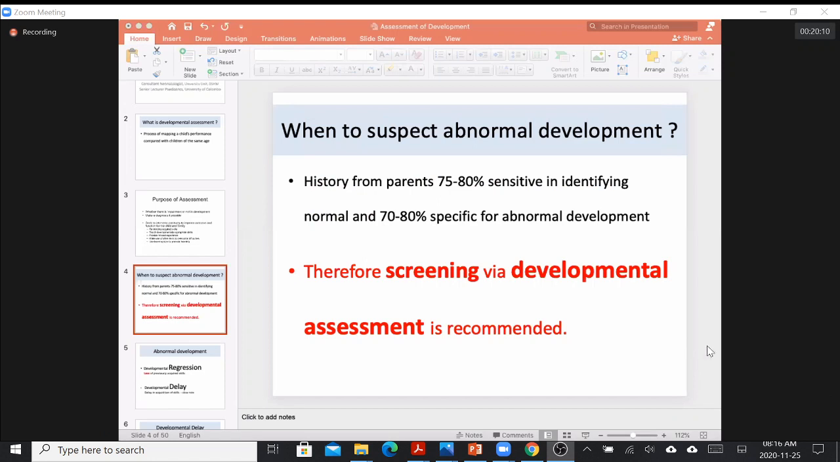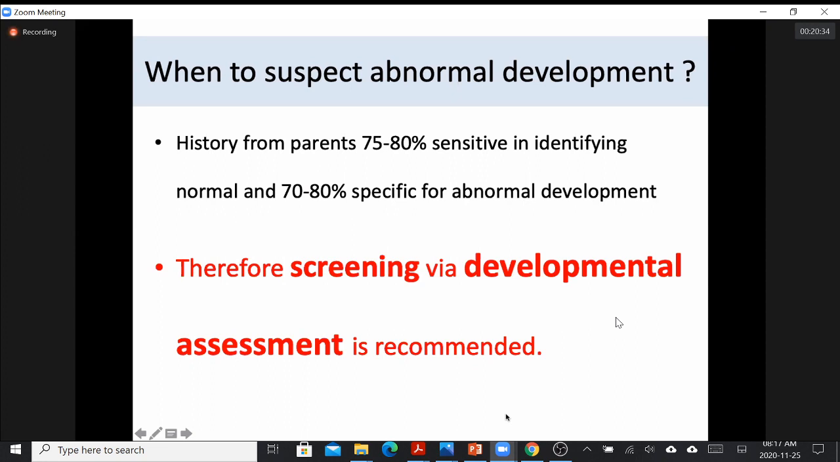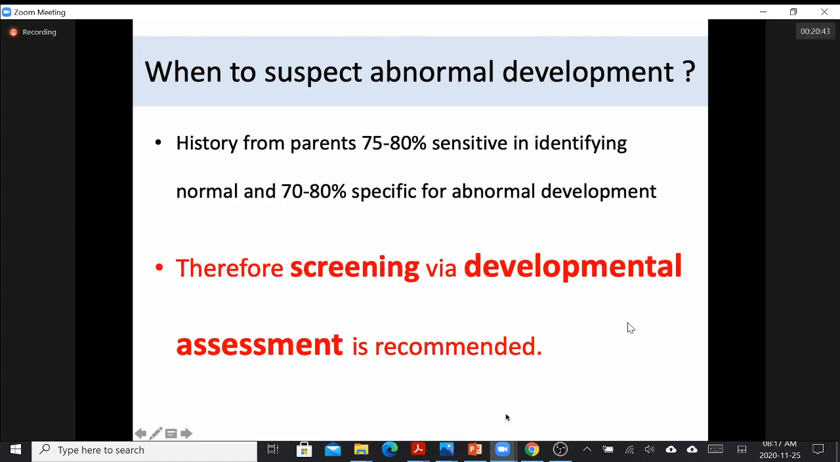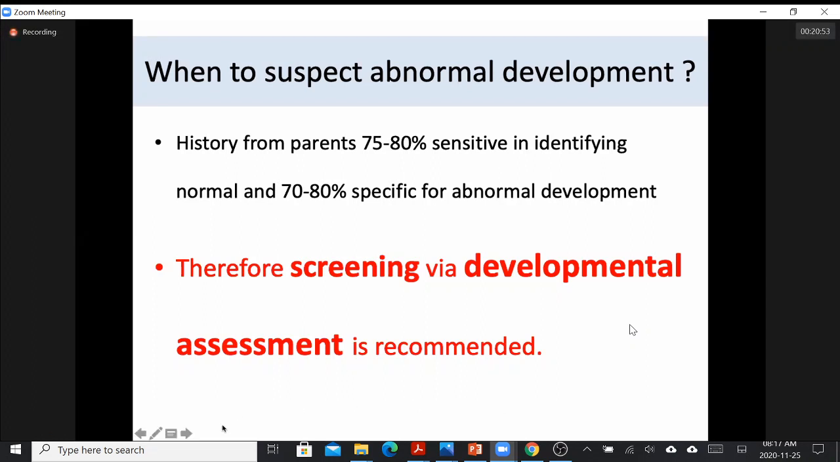To suspect abnormal development, why can we not wait until parents present to us? The reason we don't wait until parents present to us is because it's only 75 to 80% sensitive and 70 to 80% specific. Meaning only 80% of parents will present. So 20% of the children, that is 1/5 of the children, will be missed. And that is not good enough. So this is the reason why we can't wait only for parents to come and tell us, and why we need to check and identify these children early. So we need a screening to screen all children with regard to developmental assessment.